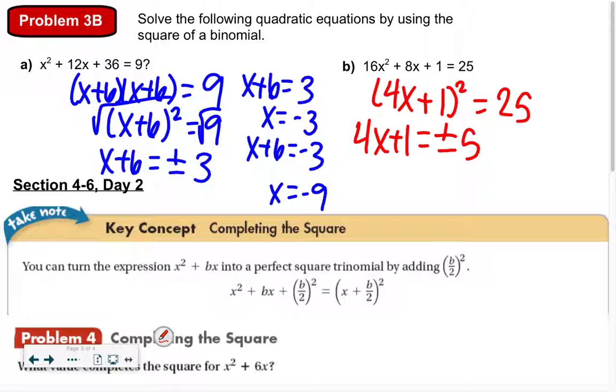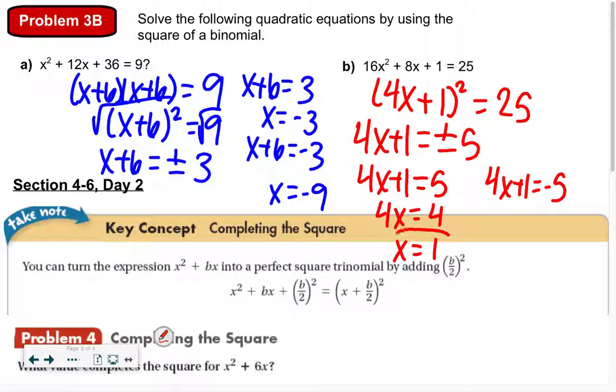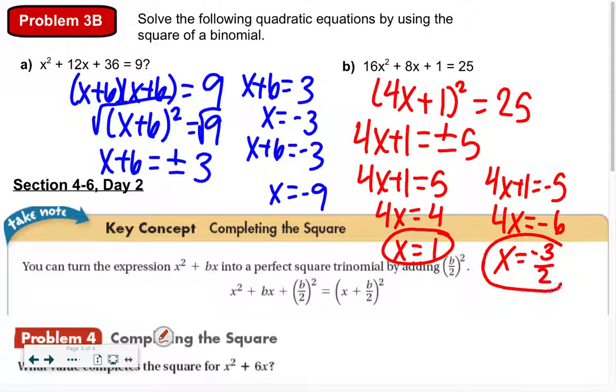So what are my two equations? 4x plus 1 equals +5. 4x plus 1 equals -5. Good. Subtract 1, we'll do this one first, the left-hand one. So 4x equals 4. What's x? 1. How about here? It's not pretty. -5 minus 1 gives you -6. x equals -6/4, simplify, -3/2.